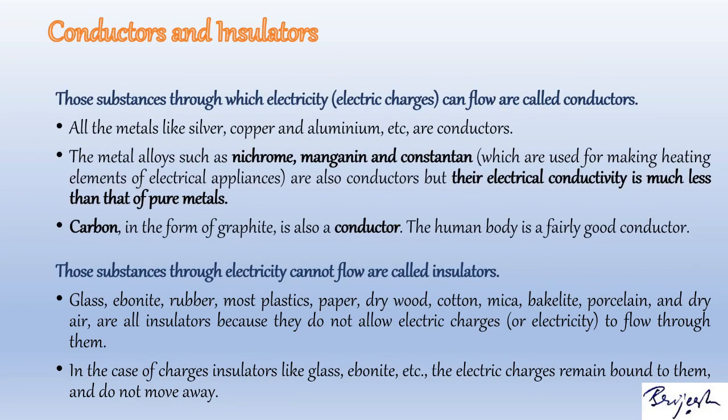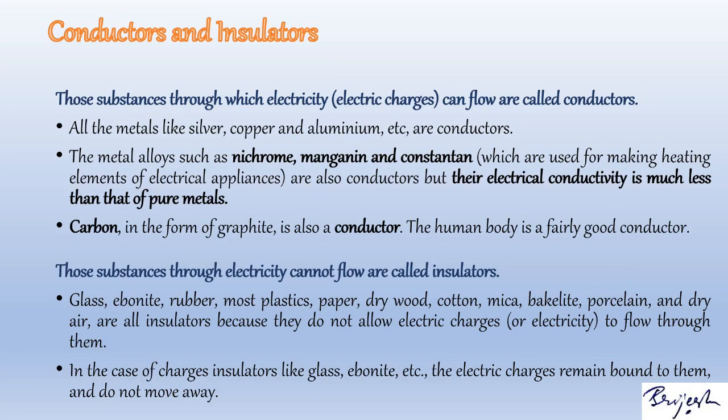Now, let us discuss what we can understand by the terms conductors and insulators. In some substances, the electric charges can flow easily, while in others, they cannot. So all these substances can be divided mainly into two electrical categories, that is conductors and insulators. Those substances through which electric charges can flow are called conductors, and the flow of electric charges is called electricity. So we can also say that those substances through which electricity can flow are called conductors.